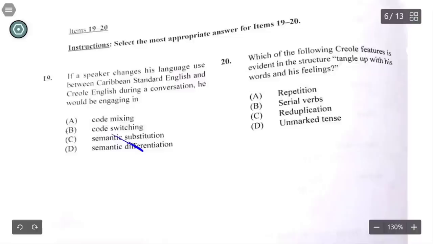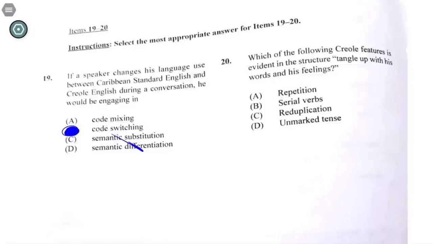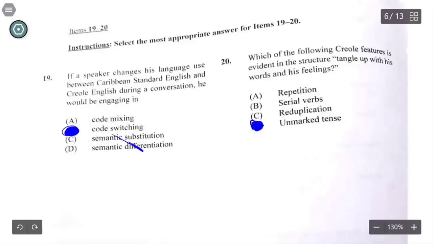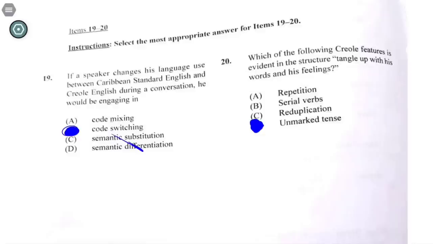20, which of the following Creole features is evident in the structure "tangle up with his words and his feelings"? The options are repetition, serial verbs, reduplication, or unmarked tense. "Tangle up with his words and feelings" is an unmarked tense, right? You're not sure if it's present, past, present perfect, or future. You just know that he is tangled up with his words and feelings. You could say he was tangled up with his words and his feelings. He is tangled up with his words and feelings. He will be tangled up with his words and feelings. He tangles up. Oh, I can't say he tangles up with his words and feelings. Or can I? But I think it's unmarked tense.